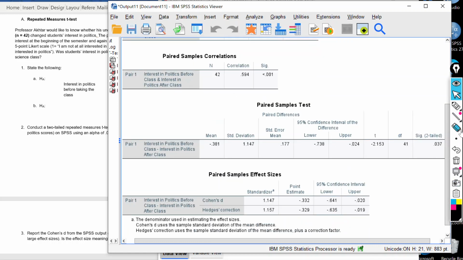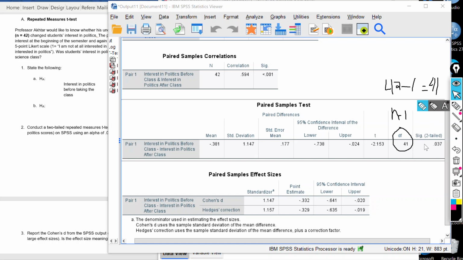In this case, since we only have one group, and I should have mentioned this before, the degrees of freedom is n minus 1. We have 42 participants, and 42 minus 1 equals 41, and that's going to be our degrees of freedom. So we have a significant p-value, and this p-value right here, we write as p equals 0.037. And that is our p-value, 0.037.